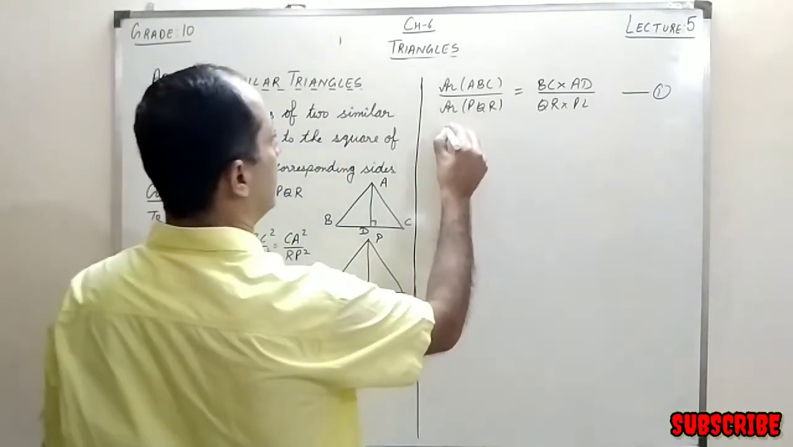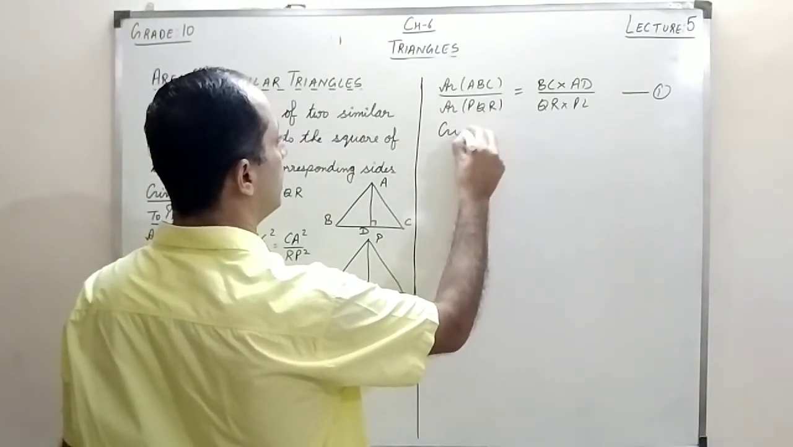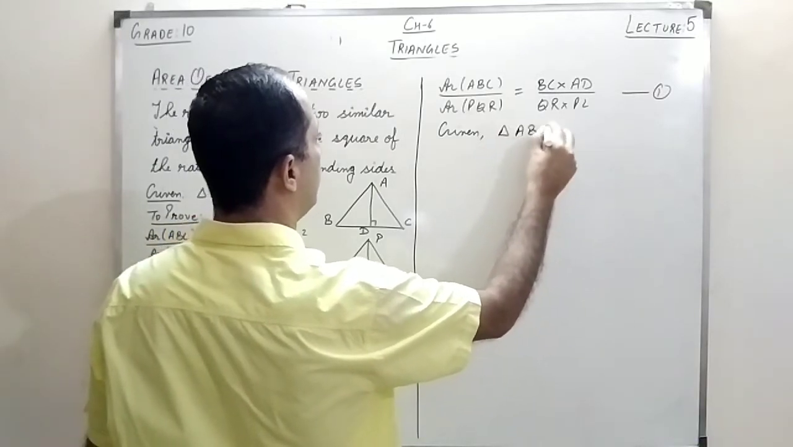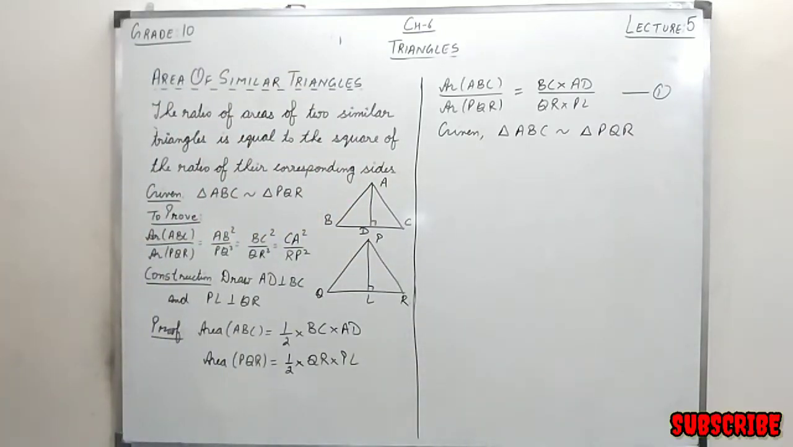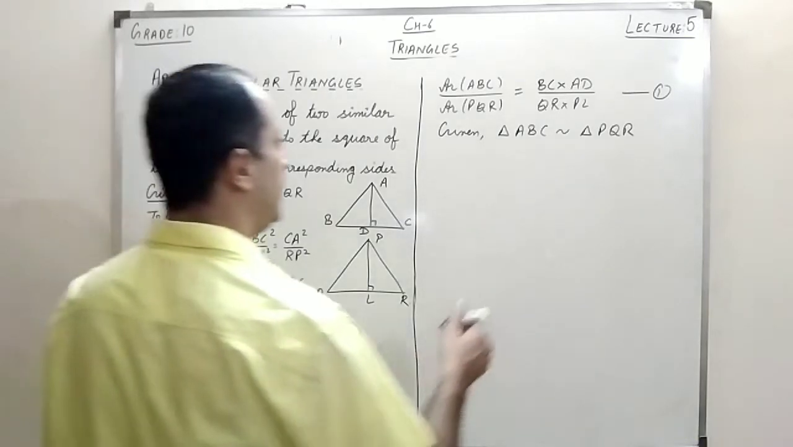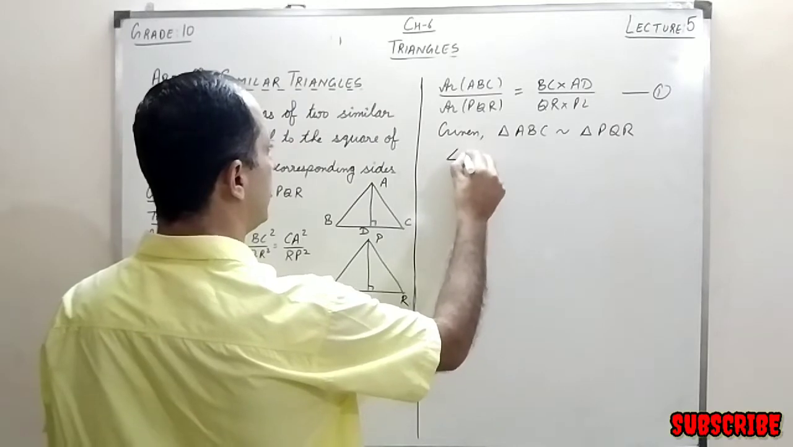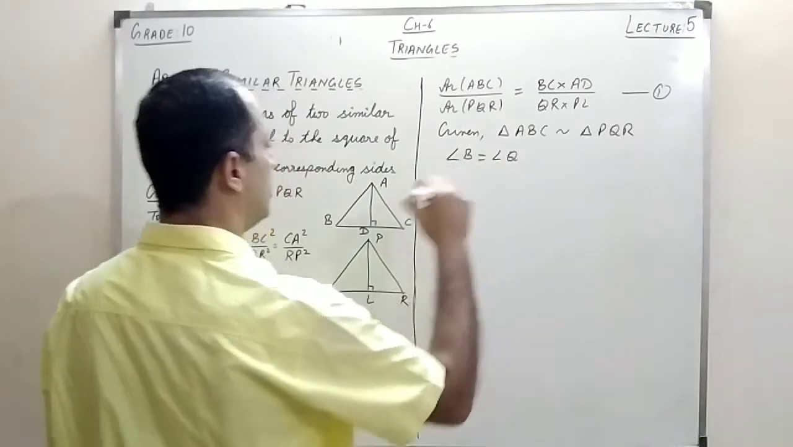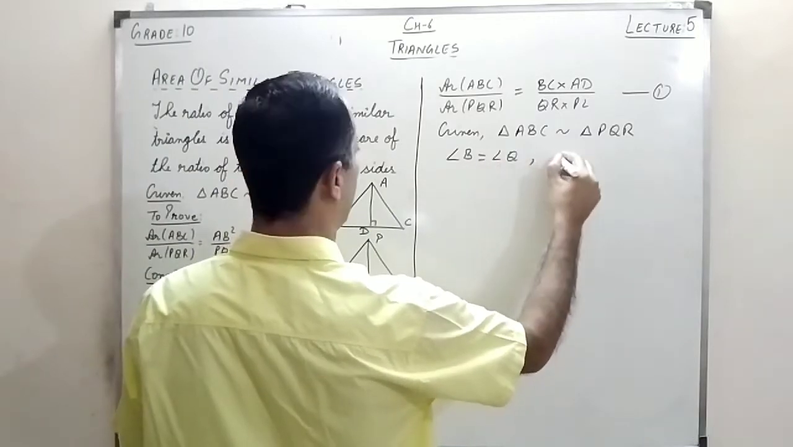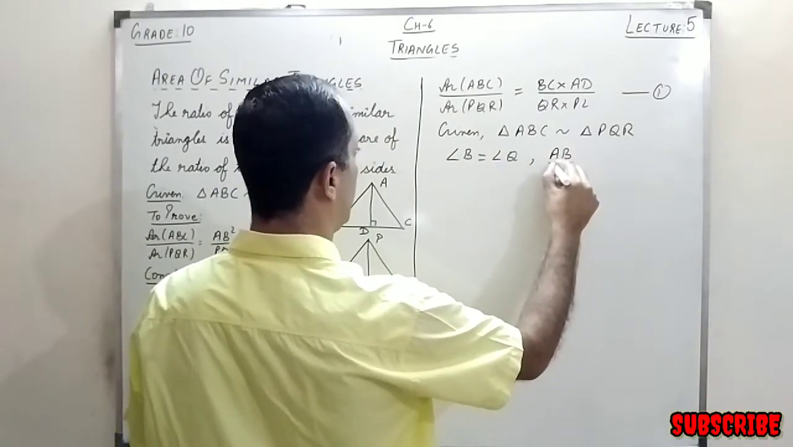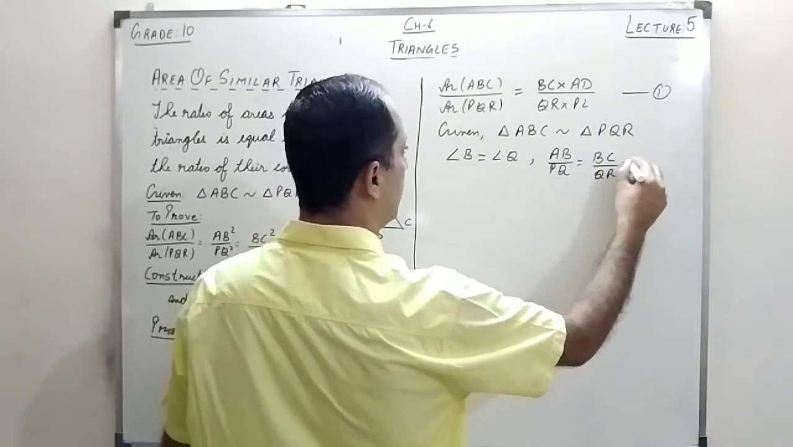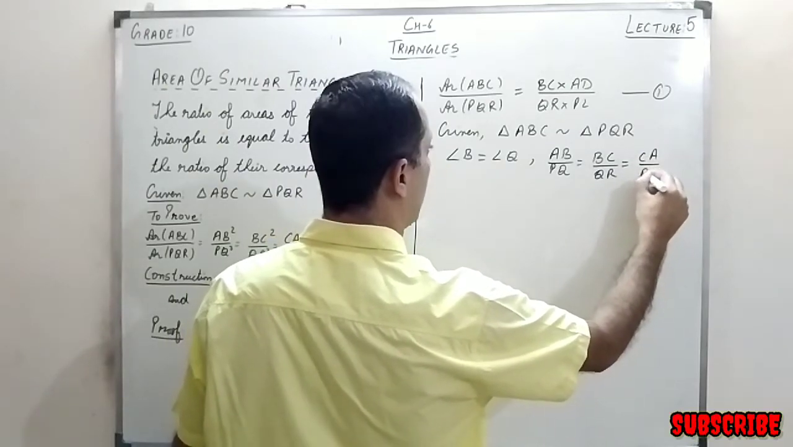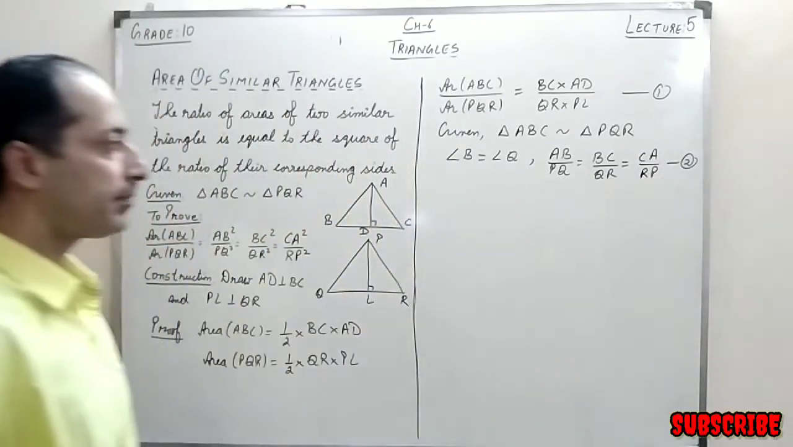So before that, we are given that triangle ABC is similar to triangle PQR. So when the triangles are similar, obviously the angles would be equal, and the ratio of the sides would be equal. So I write here angle B is equal to angle Q, and what else? I can write AB upon PQ is equal to BC upon QR is equal to CA upon RP. I name this as 2.